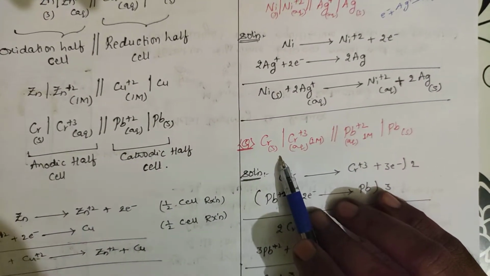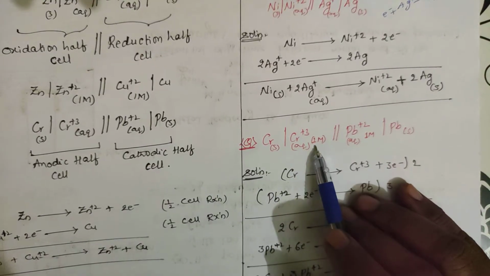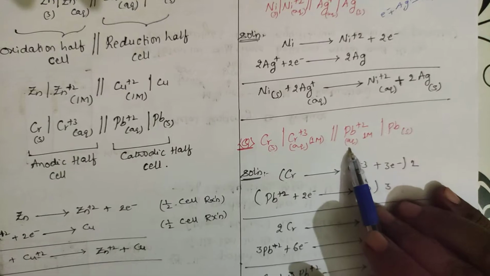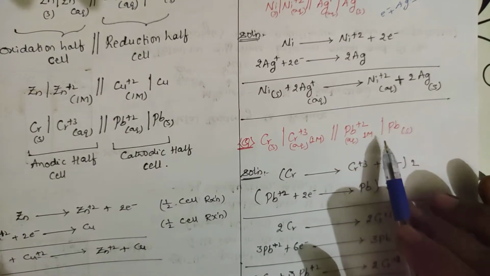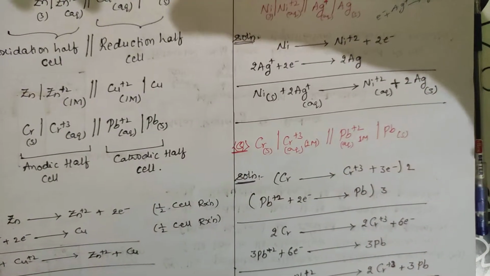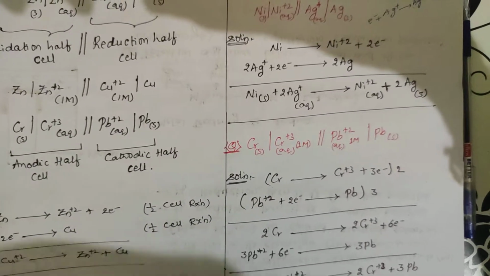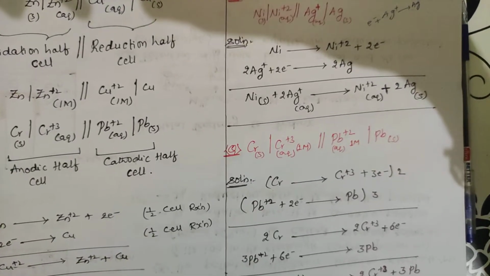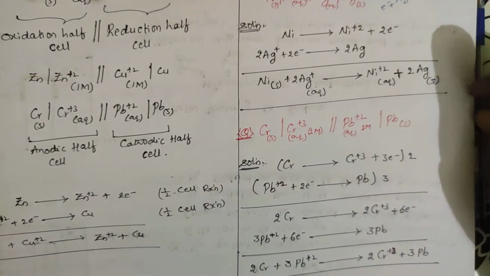Students, try to do this one example. Chromium in the solid state converted to chromium plus 3 aqueous, concentration is 1 molar. Next, with the double slash, this is the salt bridge, Pb plus 2 in the aqueous state with 1 molar concentration has been converted to lead, Pb. Try to do this. 1, 2, 3. I hope that you have done this question.